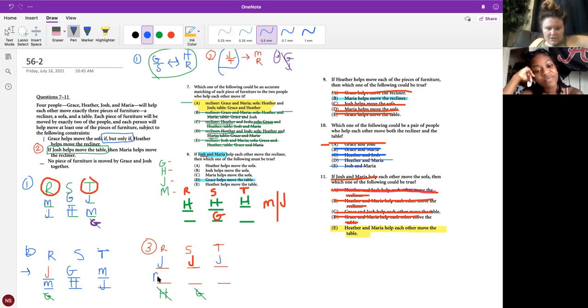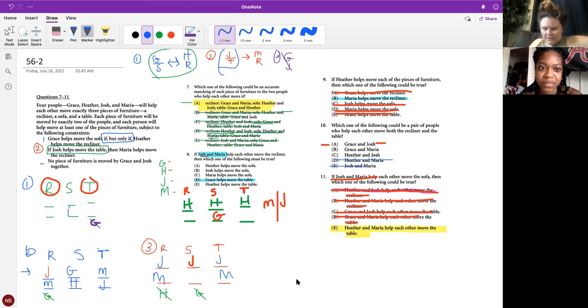Okay. J, M. That doesn't work either. So let's see. Where did we go wrong? I'm just going to try these out for us. So 1, 2, 1, 2, 1, 2. So can we have recliner and table? So if we have G, J, J, G. If J is in T, M has to be an R. That doesn't work. So that one we can definitely cross off.